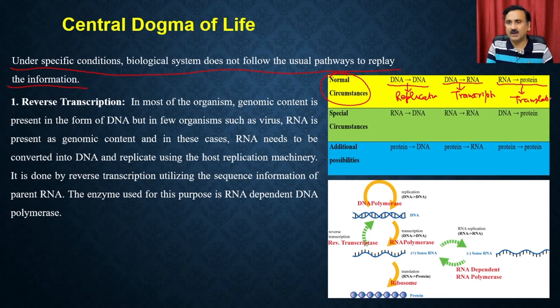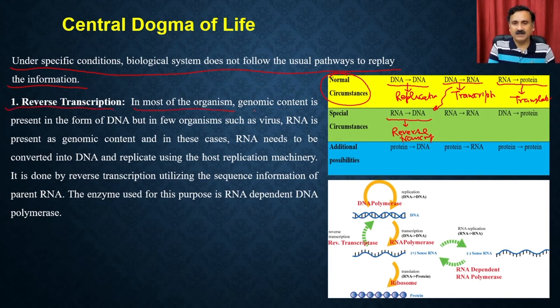So these are the normal circumstances which are happening in every cell, but there are exceptional or special cases where you can have other activities. For example, the RNA dependent DNA synthesis, which is called reverse transcription, right? So this is actually a reversal of this. It is also called the RNA dependent DNA synthesis. So that is called reverse transcription.